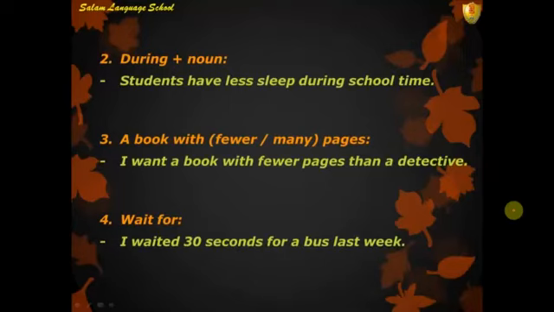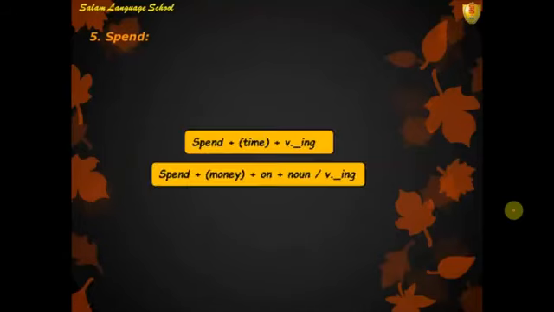For example, I waited 30 seconds for a bus last week. I waited for a bus. ينتظر شيء. Number five, spent. It is an important point, spent.